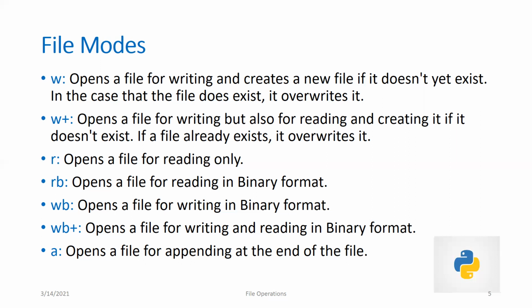RB opens a file for reading in binary format. You know that there can be two types of files. One is a binary file and the other types may be a text file, an image file, or something else. Binary files contain 1 and 0 only. If I want to open a binary file, then I have to use RB. So B is for binary. If I want to write a binary file, then I have to use the mode WB, and WB plus will help us to open a file for writing and reading in binary format.